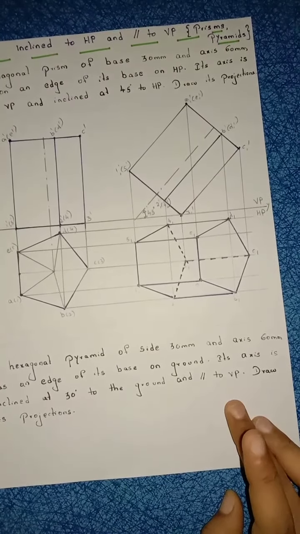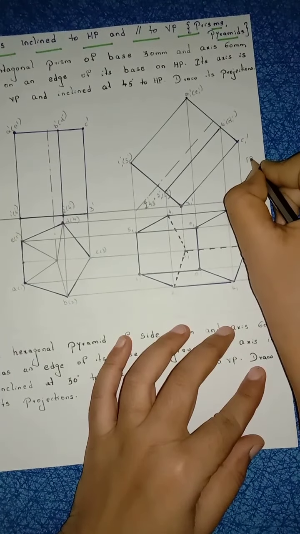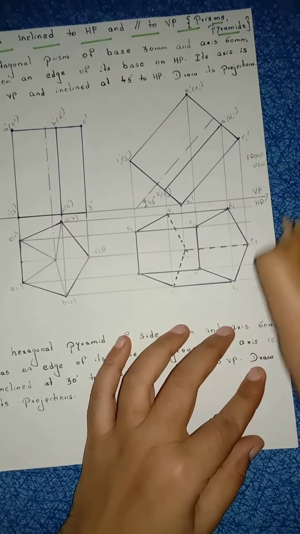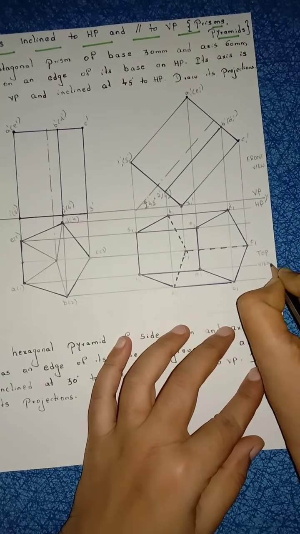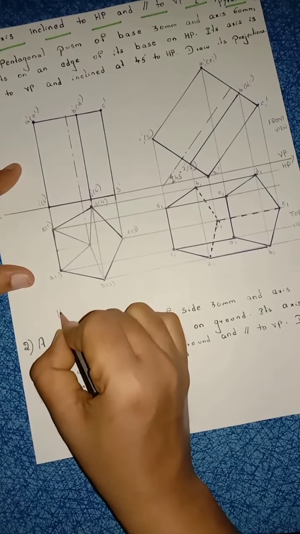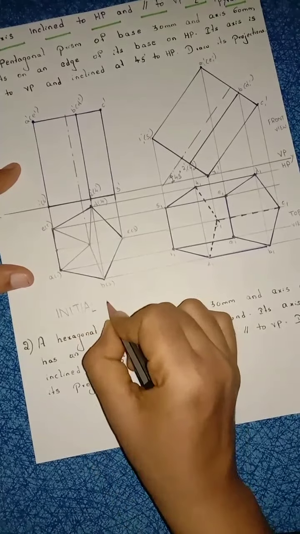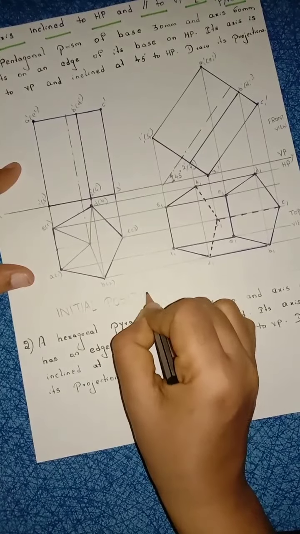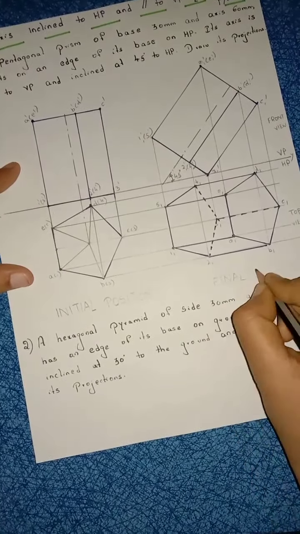After completion of your problem, don't forget to write above the reference line, this is your front view, take height 5 mm and write down. Below the reference line, this is your top view, take height 5 mm and write down. Right, take height 5 mm and write down here, this is your initial position, and this is your final position.